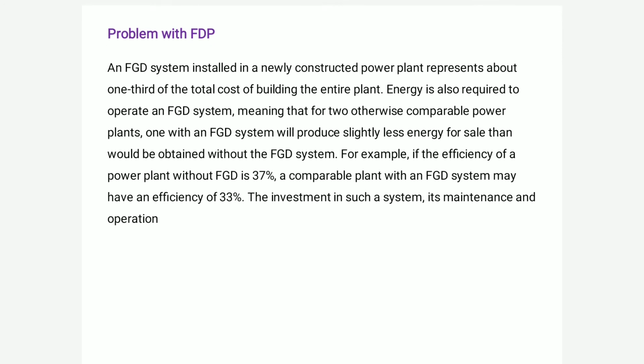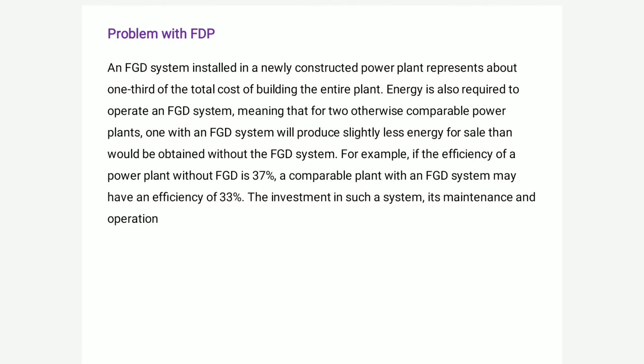Problems with the flue gas desulfurization process. A system installed in a newly constructed power plant represents about one-third of the total cost of building the entire plant, and energy is also required to operate an FGD system, meaning that for two otherwise comparable power plants, the one with an FGD system will produce slightly less energy for sale than it would without the FGD system.